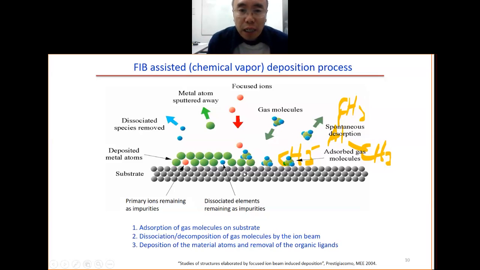But actually, you can see there are some blue colors left behind. That means when you deposit, you have carbon or even some hydrogen contamination in the film. Mostly the hydrogen is gone, so we leave behind carbon in the film. Also we have contamination from the ion beam. This gallium ion beam will also stay in the film, so we have gallium contamination.